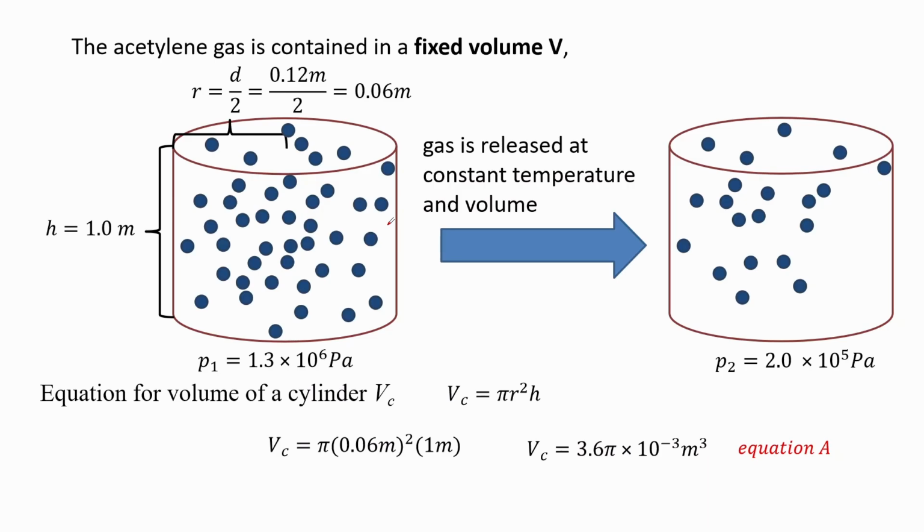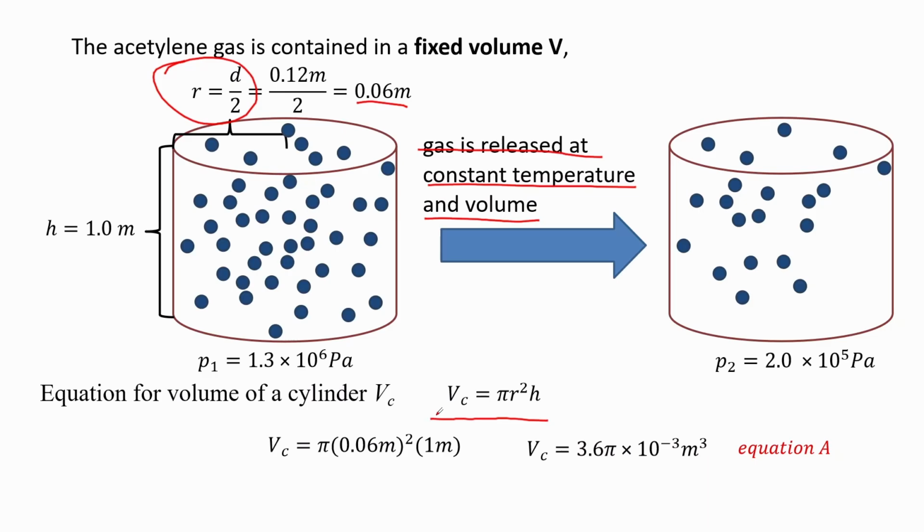First we calculate the volume of the container, which is a cylinder. We divide the diameter from the given by 2 to obtain the radius. The volume of the cylinder remains constant after the acetylene gas has been used. Note that the volume of the cylinder is given as pi times the square of the radius times height.